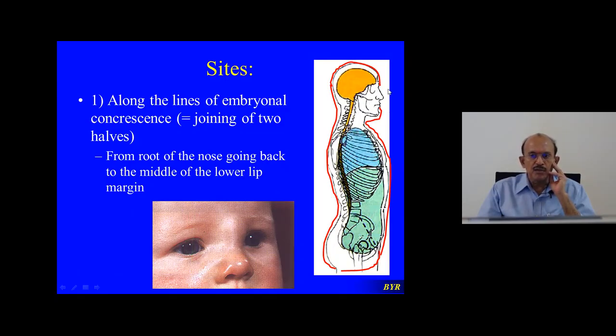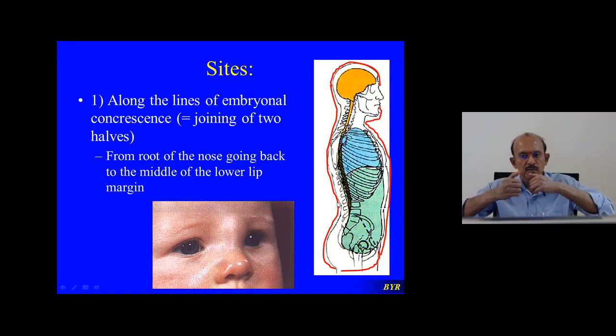Except the middle part of the face, where nose and upper lip are there, the remaining part of the whole body, whole trunk, is formed from two halves. The epidermis joins here. Actually, it is not that two halves are coming and joining. So there will be infolding of epithelium to form the neural duct and neural tube. Along with that, there will be sequestration.